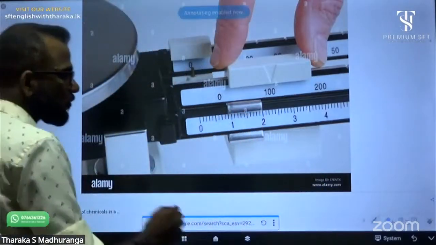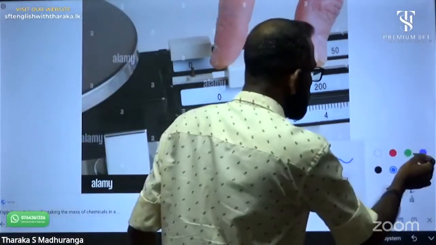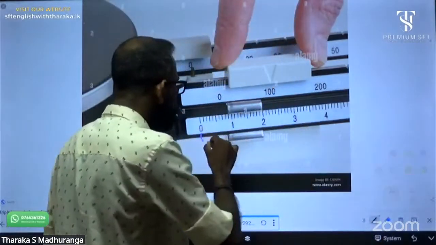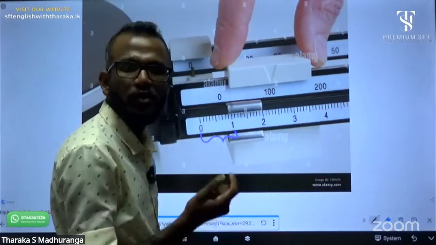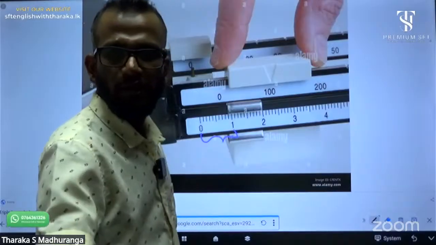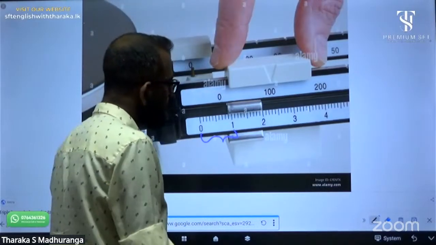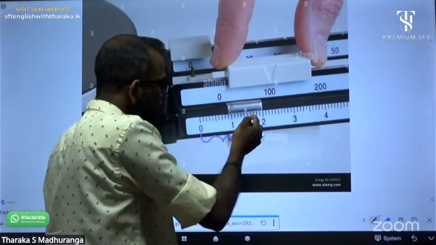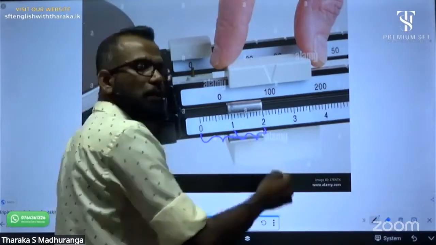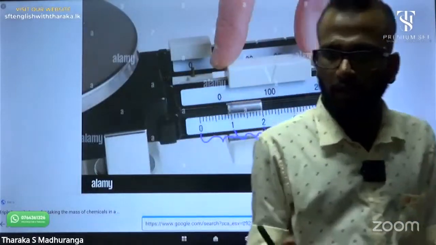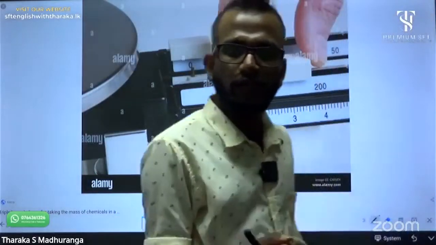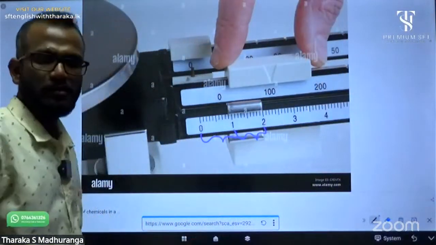The 1 gram distance on the first beam is divided into 10 identical parts. It's just like your ruler. 1 gram distance divided into 10 identical parts.